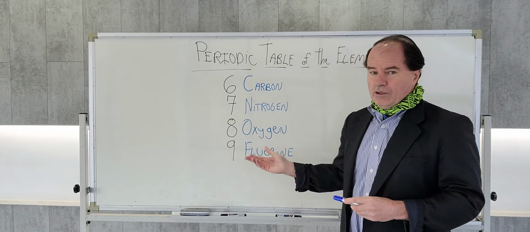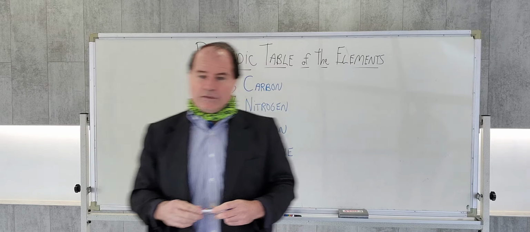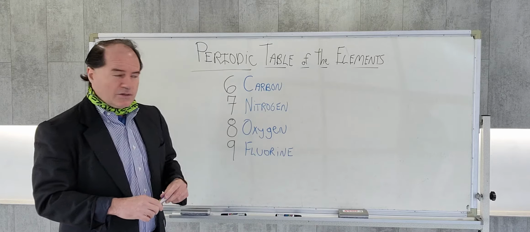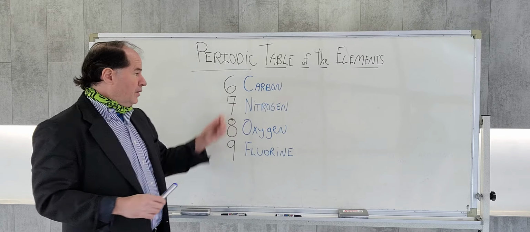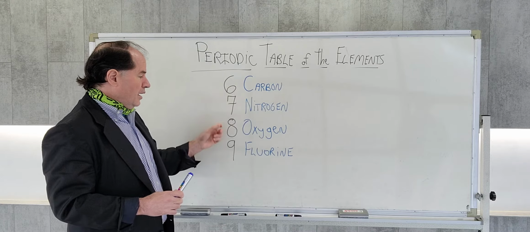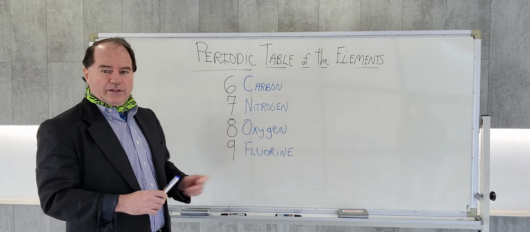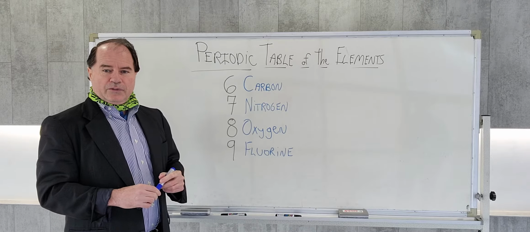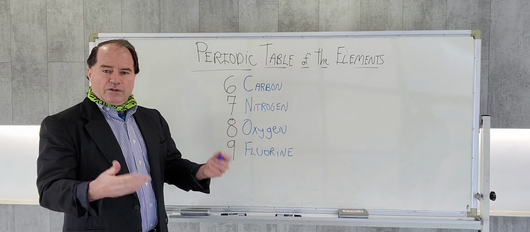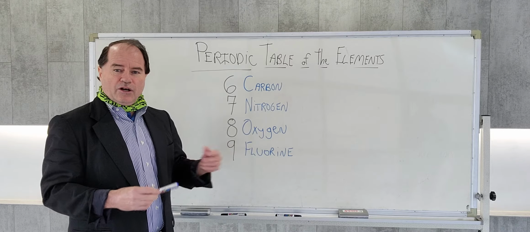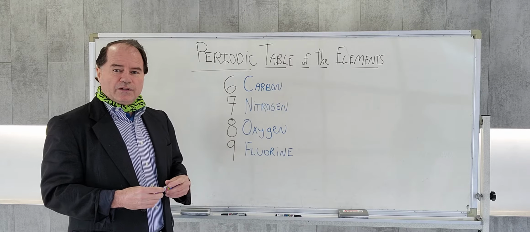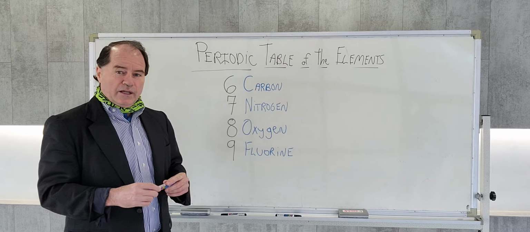Now, there's only 4, so it shouldn't be too hard, okay? But it will be hard. So let's go through them again. Carbon, nitrogen, oxygen, fluorine. Good. And you just repeat that throughout the day. Carbon, nitrogen, oxygen, fluorine. Seems simple. Well, it quite well is.